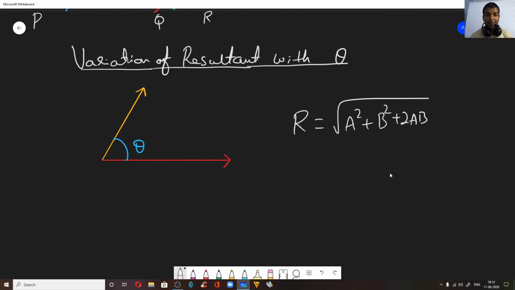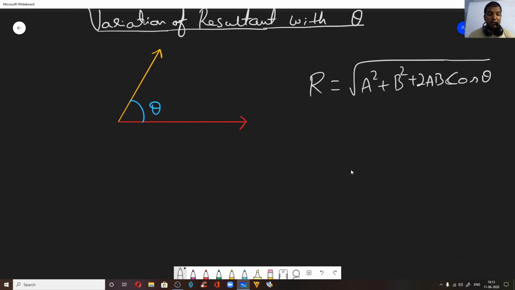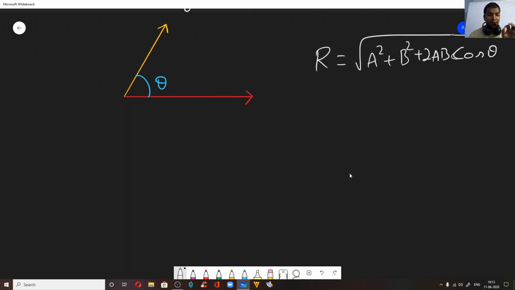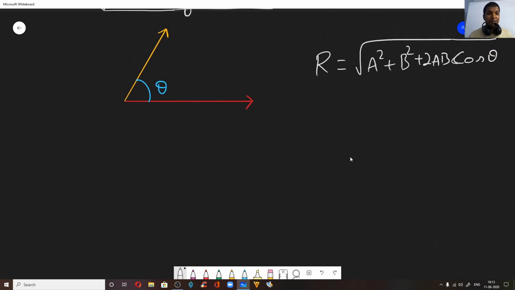Now to specify the direction, as I told you, we'll take the help of alpha and beta, correct? Now let us see the variation of the resultant with theta. If you change theta, the resultant will definitely change. Its magnitude will change and its direction will also change. Now let us see a few special cases.